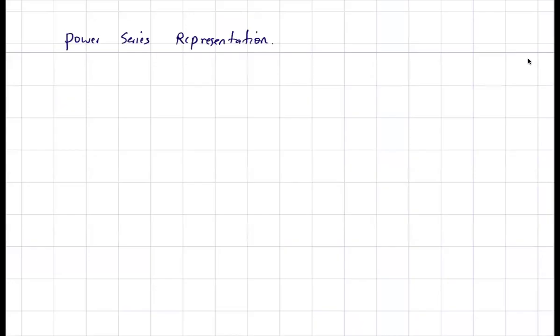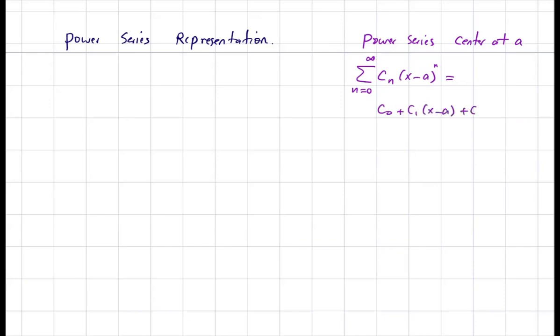What's power series representation of different types of functions? First of all, recall the definition of a power series. We define a power series with center at a as the summation of c_n (x minus a) to the power n, starting from 0 and going to infinity. We can write this in expanded form as c sub 0 plus c sub 1 (x minus a) plus c sub 2 (x minus a) squared, and so on.